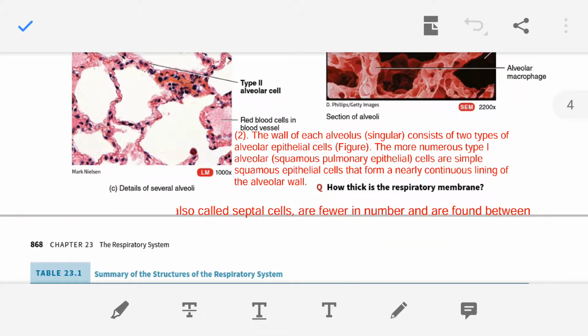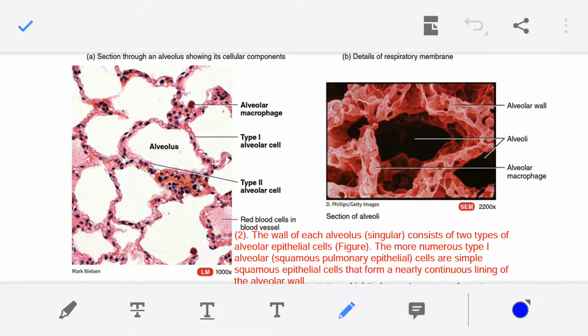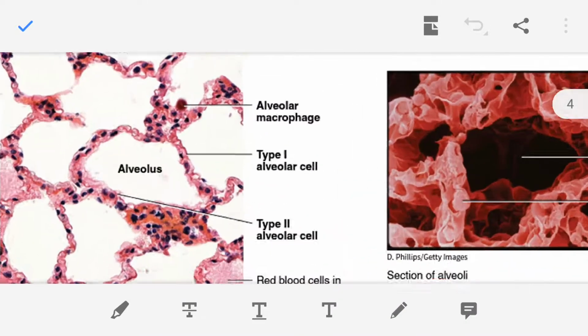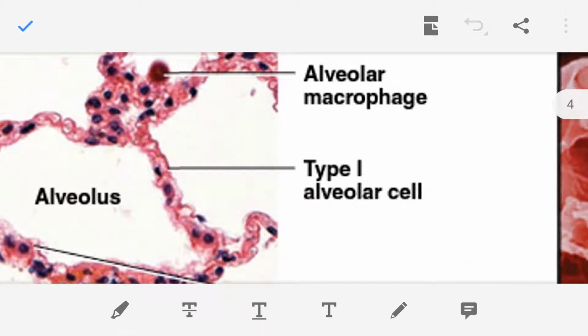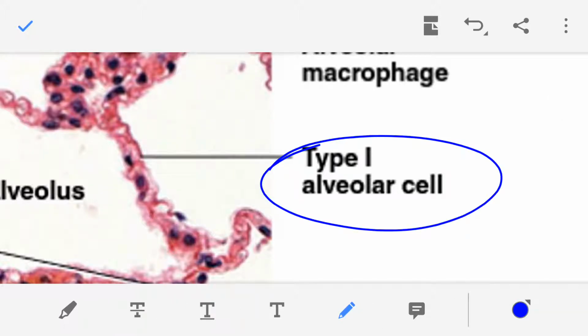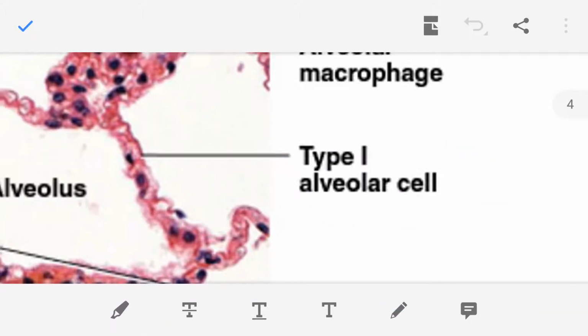So in the figure, let's see this cell. Over here you can see this one is the type 1 alveolar cell, and I am zooming this so that you can see it properly. So here this one is the type 1 alveolar cell.